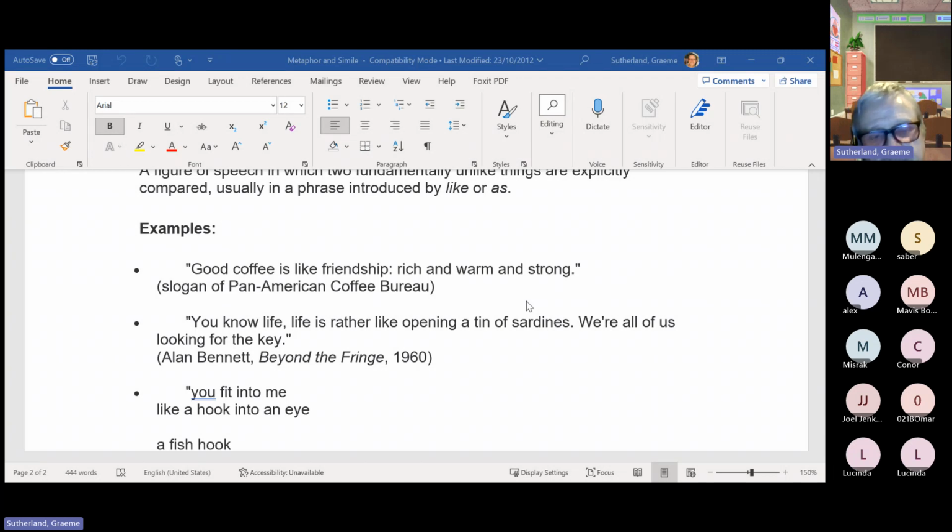But if the key had fallen off in your shopping basket or in the cupboard, how on earth would you open that tin? And then you'd have to go looking for it. So what he's talking about is, well, life and sardines, you see, it's great. But we're all looking for the key.